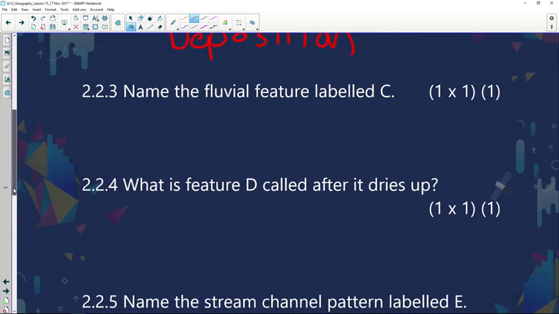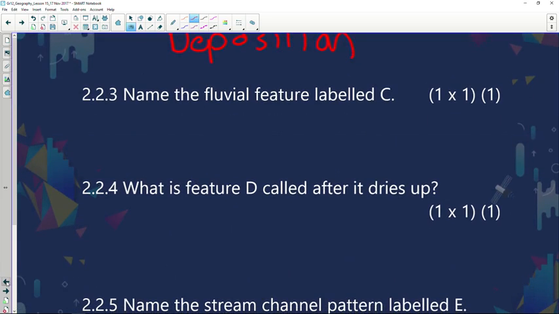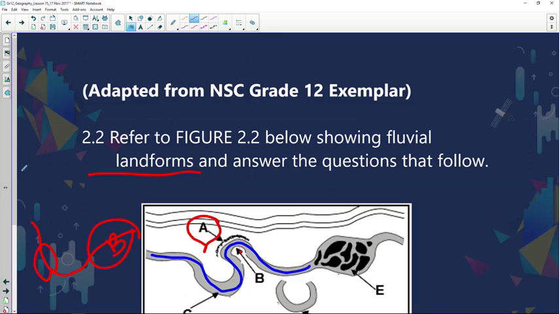If we continue with our questions: name the fluvial feature labeled C. Let's quickly go back to our diagram. C over there is a meander.